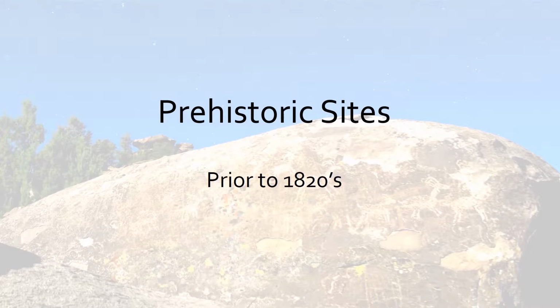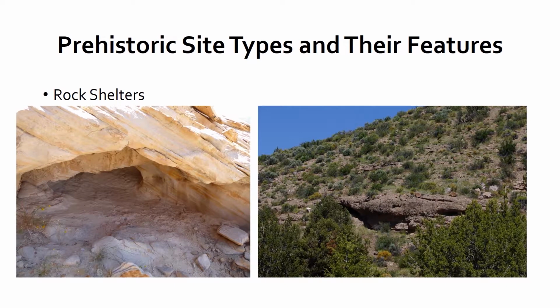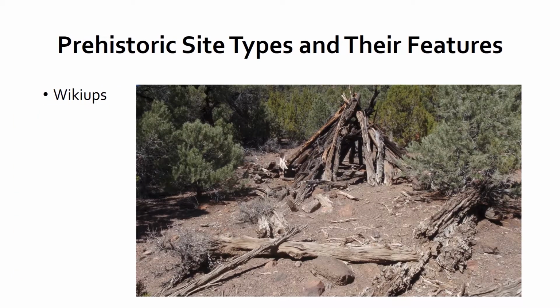So prehistoric sites are those which date to before about the 1820s with the introduction of writing into the area. Common prehistoric site types and their features are rock shelters, wickiups, where you have the brush structure. Most of the time all you find are the timbers and not the brush because that's all decomposed over time, or you find rock rings.